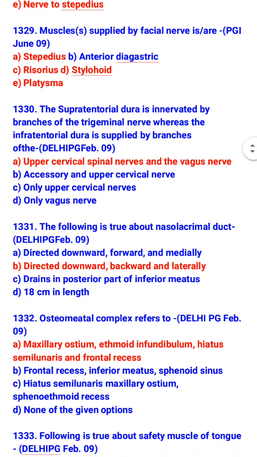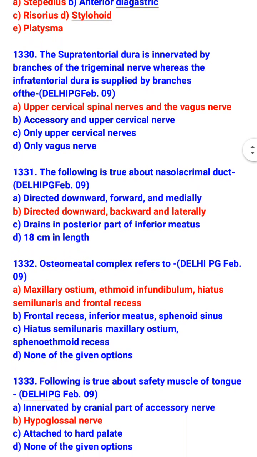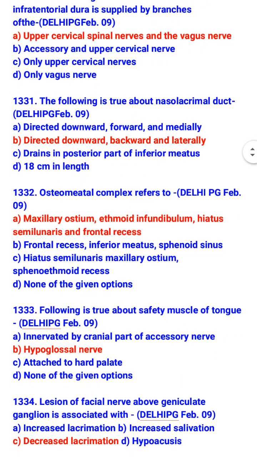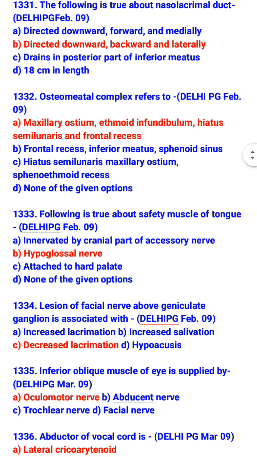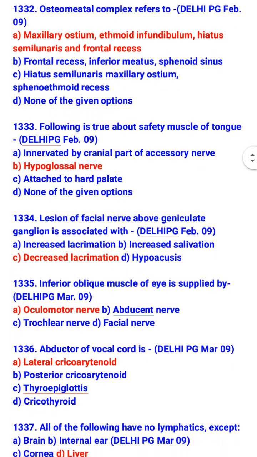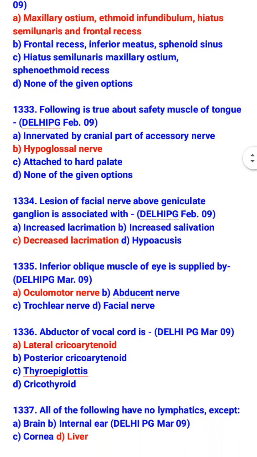The following is true about nasolacrimal duct. It is directed downward, backward, and laterally. Osteomeatal complex refers to maxillary ostium, ethmoidal infundibulum, hiatus semilunaris, and frontal recess. The following is true about muscles of tongue: they are innervated by hypoglossal nerve. Lesion of facial nerve above geniculate ganglion is associated with decreased lacrimation.